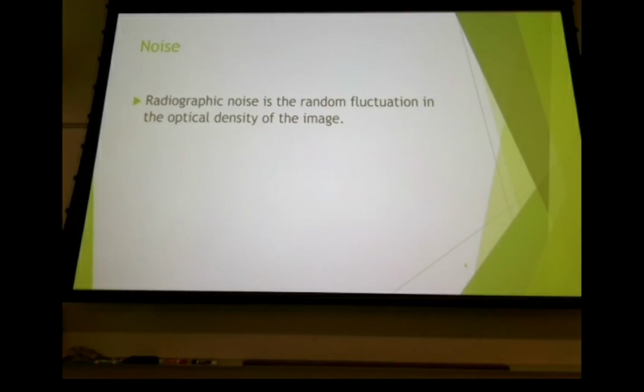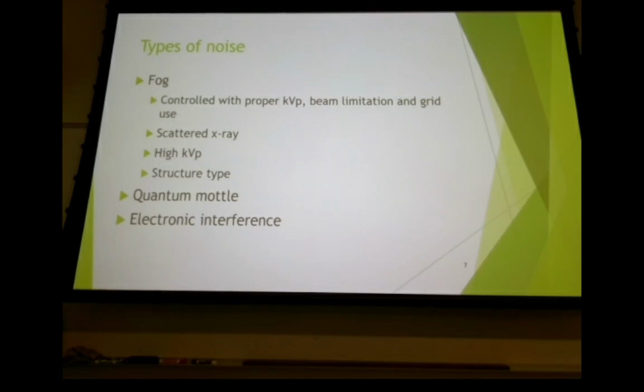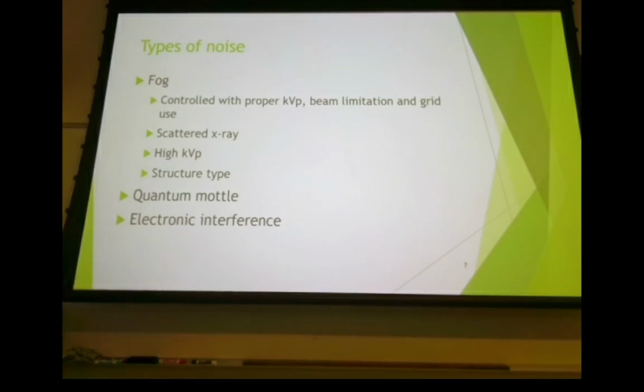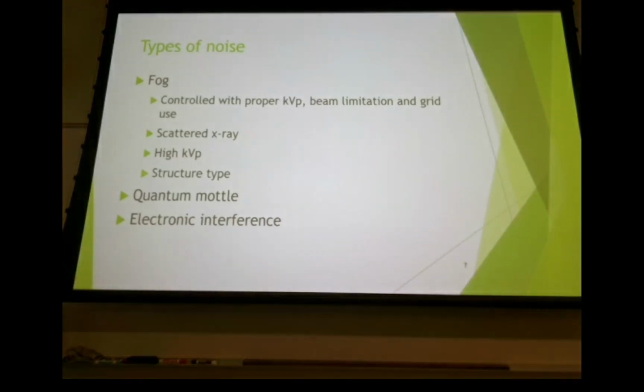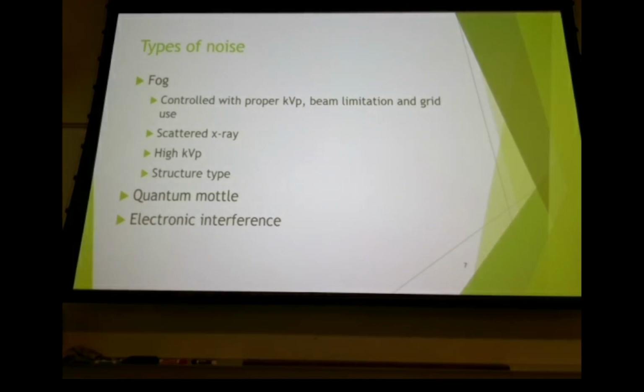So noise is any kind of random fluctuation in density on the image. We have a couple of different things that go into noise. One is fog, and we have really talked about both of these. It's most common, especially with thicker, water-based tissue types. We create, transmit, and report a lot of scatter radiation, so that's going to be your fog. We do have other types of fog as well, but the most common fog is scatter radiation.